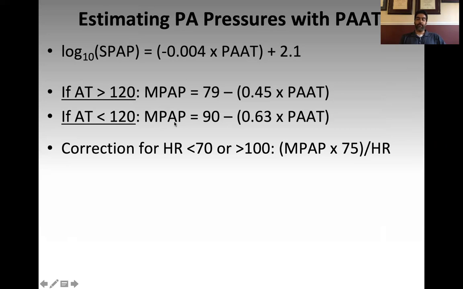So 0.63 times the acceleration time, subtract that product from 90, and that will give you an estimation of your mean PA pressure. There's also a correction for heart rate. So if you're relatively bradycardic, under 70, or relatively tachycardic, over 100, take whatever number you got from one of these two equations, multiply by 75 and divide by the heart rate, and that will give you the heart rate corrected estimation for mean PA pressure. Okay.